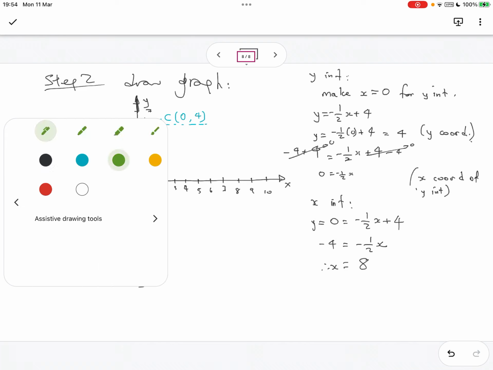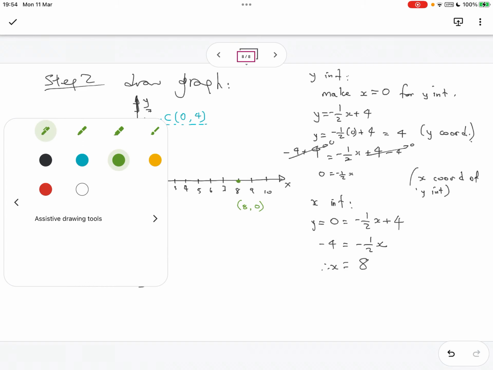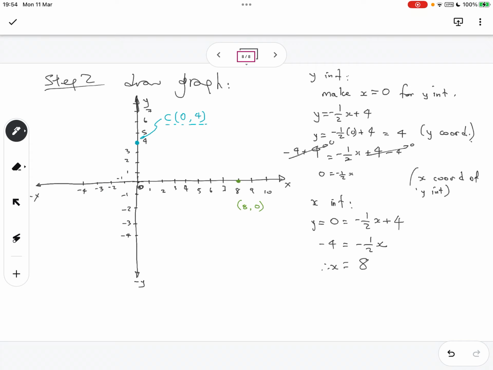Right. So now we've got the second point, which is the x-intercept, the point (8, 0). How do we find that? y is 0 there. In the equation y equals negative a half x plus 4, we simply make x equal 8. If we substitute 8 there, we get negative a half times 8, which is -4, plus 4, and that gives us 0.